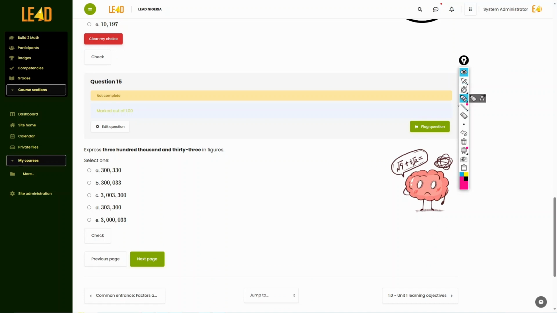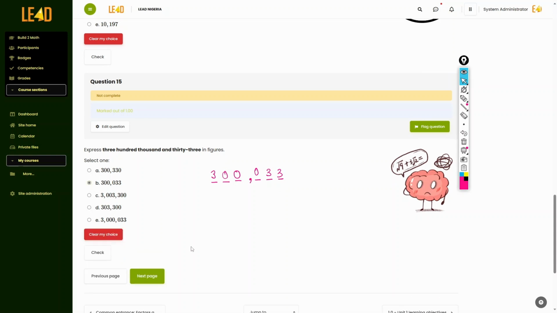Express 300,033 in figures. So that means in the thousand space we are going to write 300. So it's going to be 300 here, and then after the comma we want to fit in 33, so it's going to be 033. 300,033. So the correct option is B, 300,033.